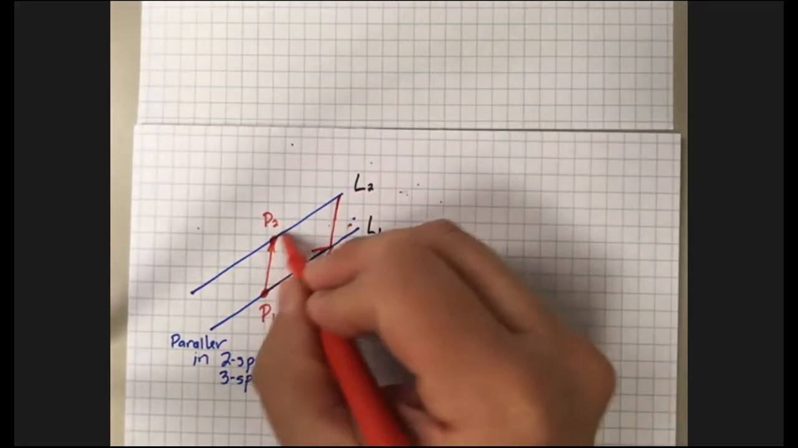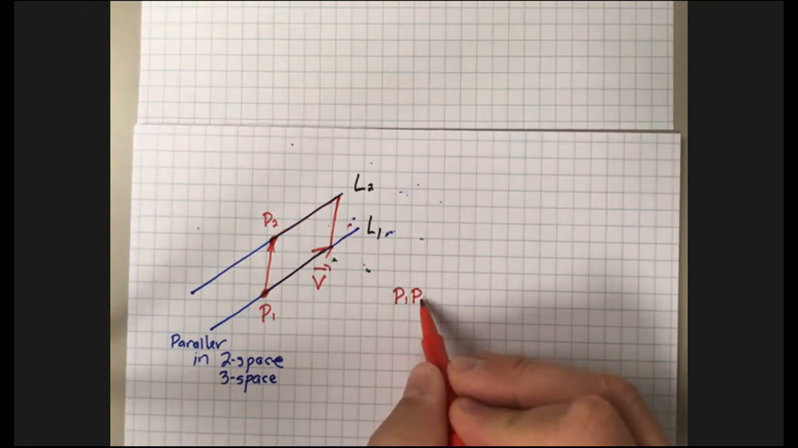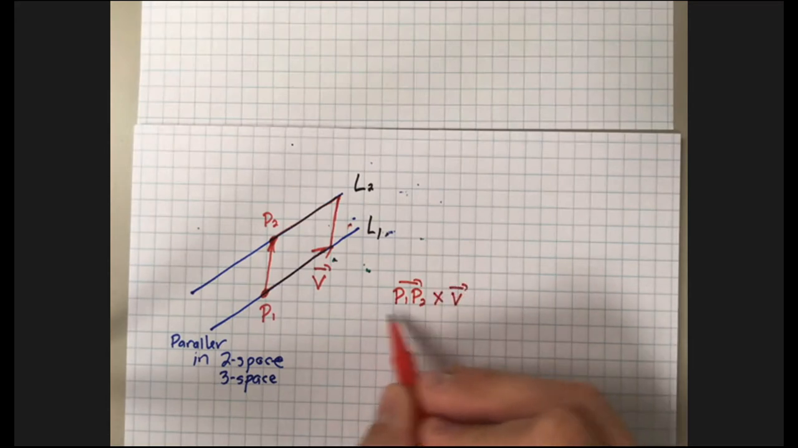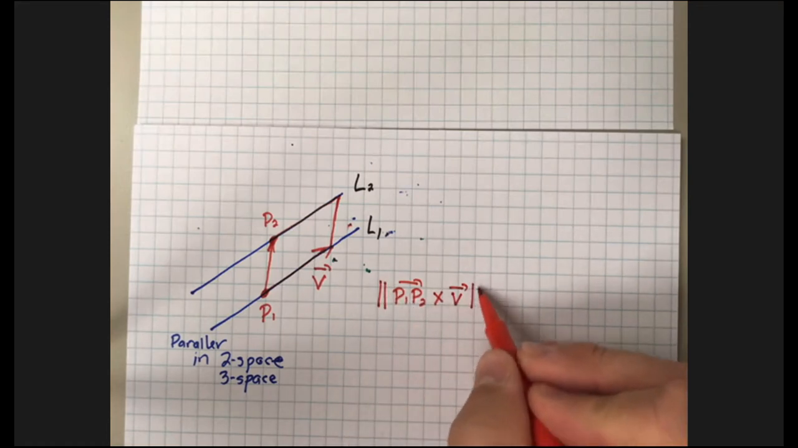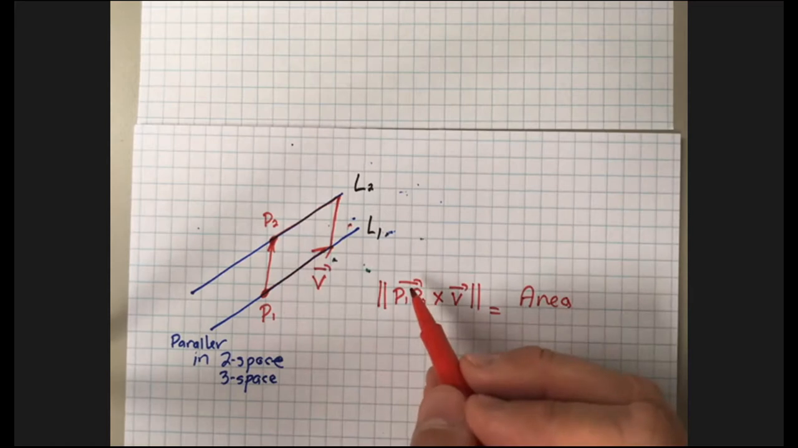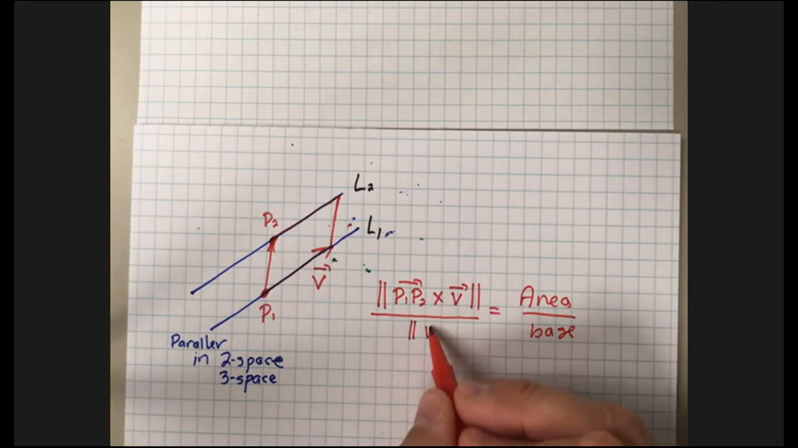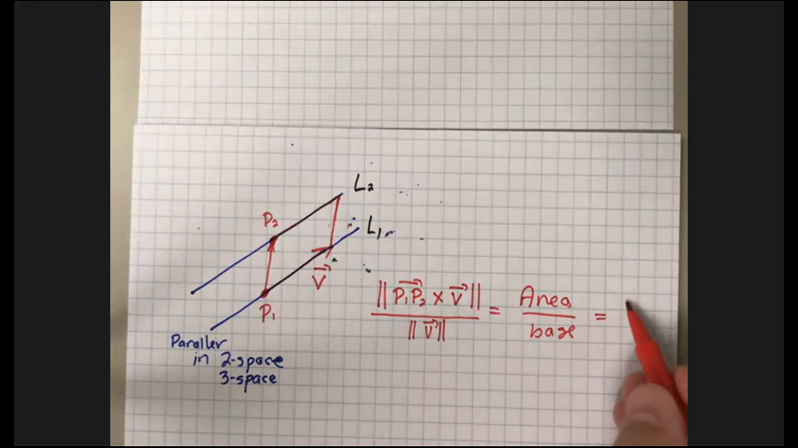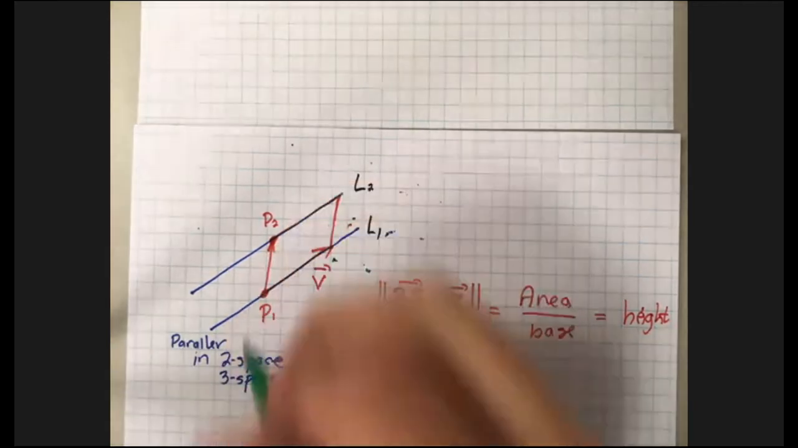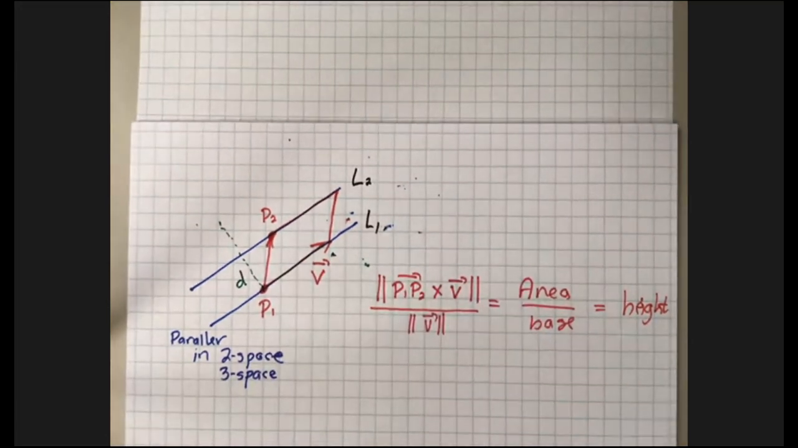We have a parallelogram. And the parallelogram is P1, P2, cross V. That's the area. Cross product is a vector. I take the norm. That's the area of the parallelogram. I divide by the base of the parallelogram, which would be mag V. And now I have what? The height of the parallelogram, which is the direct distance from one line to the other.